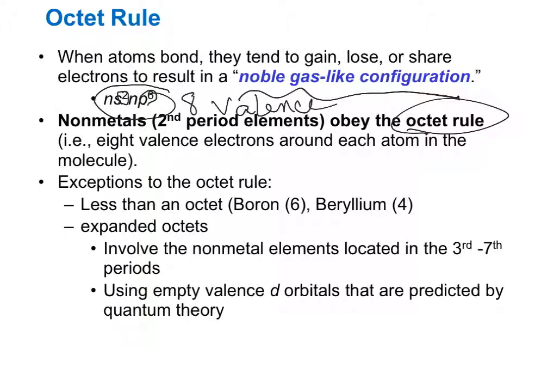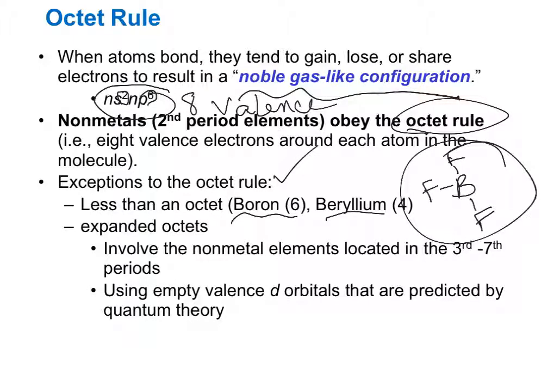And there are some common exceptions that are good to know. There are some elements that are perfectly stable with less than 8 valence electrons. Two of the more common ones are boron and beryllium. Boron is stable with only 6 valence electrons, so you will often see compounds like this that are perfectly stable. And beryllium, even more so, is stable with only 4 valence electrons. So you'll see structures like this which are stable.